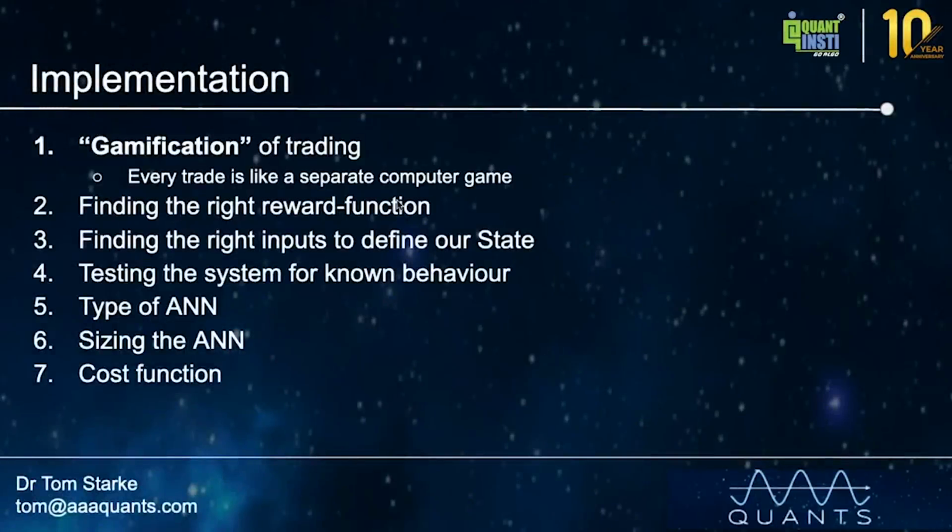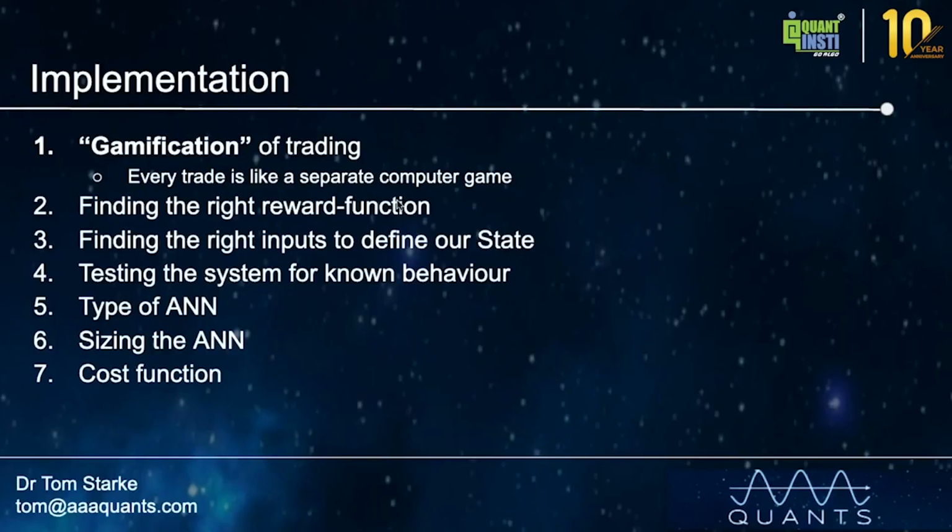Now, we've seen that we can have these tables, we use the Bellman equation, and then we approximate these tables with neural networks. Now, how do we implement this? This is very interesting. The first thing is that we use something called gamification of trading. So effectively, we turn each trade into a separate computer game. We see each trade effectively as a computer game.